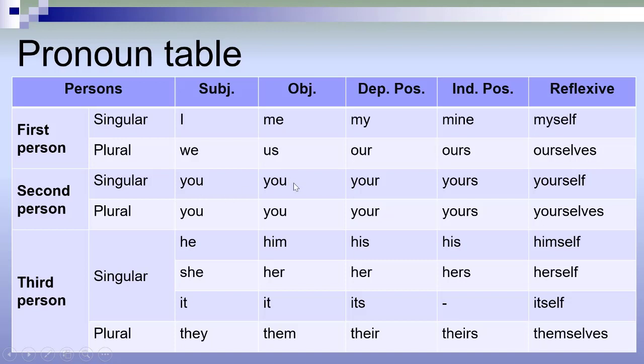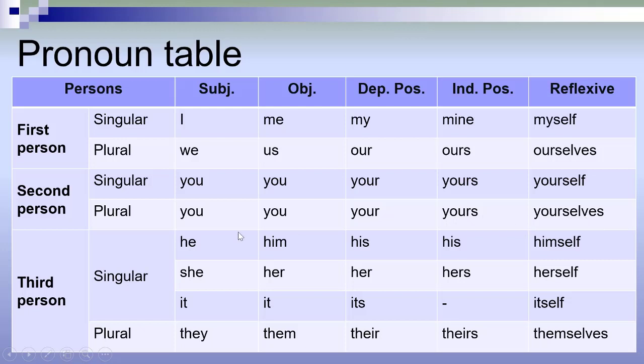You again, you, yes, I love you and you love me, and you as a subject and you as an object are the same. You lost your dog and yours, I do not know yours. How can you expect to know mine? Yourself. If the second person is singular, we say yourself. And then you, yours, and yourselves.